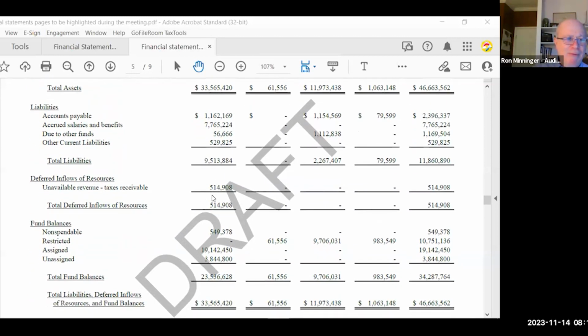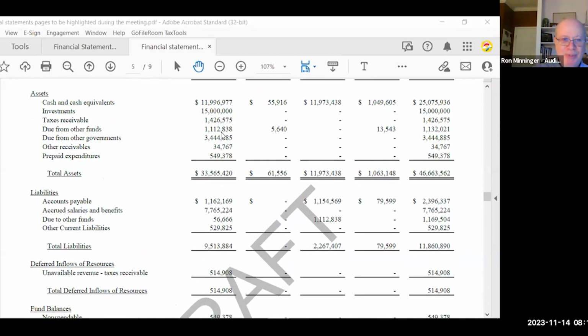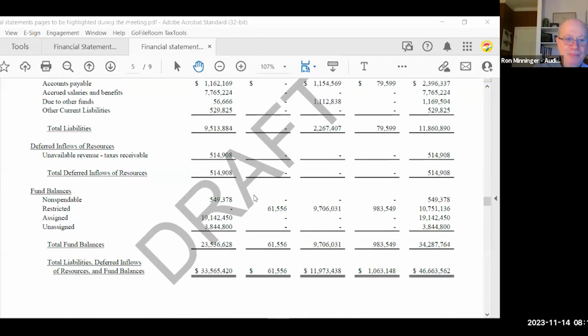Just a real quick reference, this unavailable revenue taxes receivable. We have taxes receivable up top of $1.4 million, but some of that is going to be collected beyond 60 days. And that's the time period that we measure availability under the modified accrual basis. Remember, these statements are not full accrual. So even though the district expects to collect $1.4 million, $514,000 of that is going to be collected beyond 60 days, and therefore it's not included in fund balance.